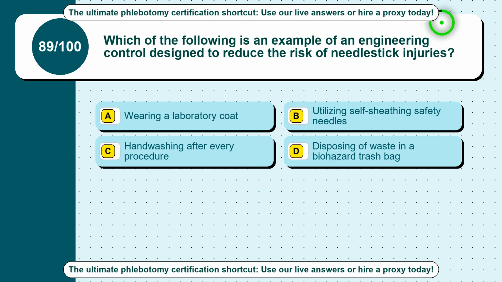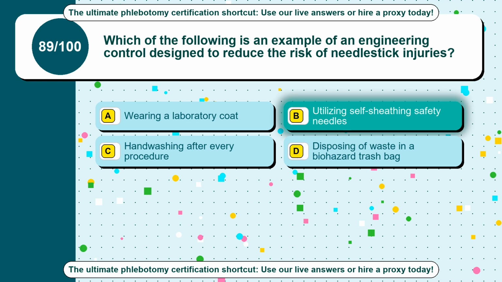Question 89. Which of the following is an example of an engineering control designed to reduce the risk of needle stick injuries? Option A, wearing a laboratory coat. Option B, utilizing self-sheathing safety needles. Option C, hand washing after every procedure. Option D, disposing of waste in a biohazard trash bag. The correct answer is option B, utilizing self-sheathing safety needles.